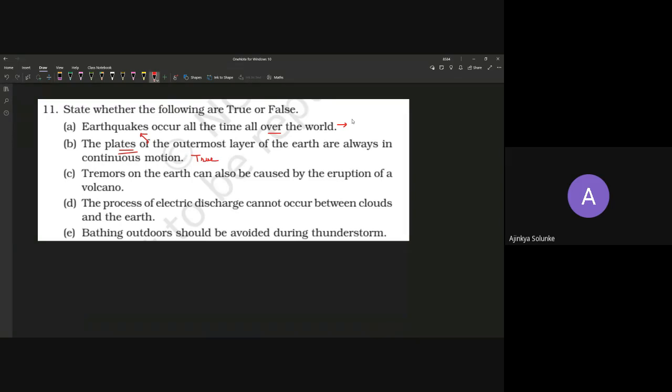Are you understanding this? Because you are saying plate movements are continuous, then definitely earthquakes should be happening all the time, all over the world.